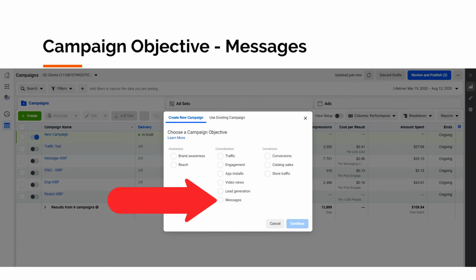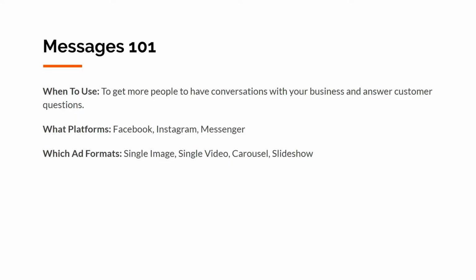Next is the messages objective. Once on the campaign objective page, select messages. These ads are used to get more people to have conversations with your business and answer customer questions. You can use these ads on the platforms of Facebook, Instagram, or Messenger in the ad format of a single image, single video, carousel, or slideshow.